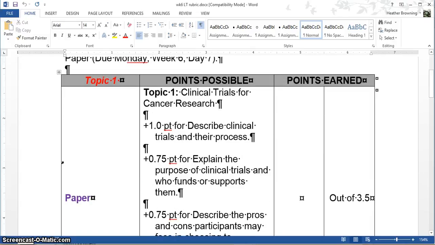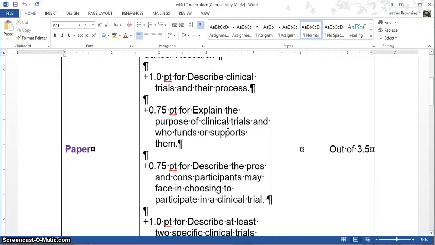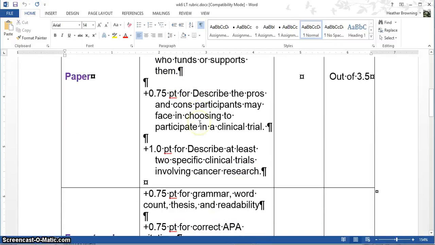Okay, so topic 1 is to describe the clinical trials and their process. So how do they work? What are the general steps that you go through? When do they get to humans? Explain the purpose of clinical trials and who funds them. So what are they trying to accomplish? Are they funded by the private industry, by the government, by a state, by a nonprofit, typically?